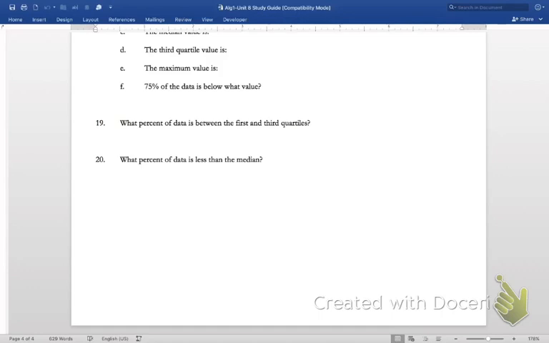What percent of data is between the first and third quartiles? And we can use our graph up top and show that there are 2 sections, or 50%. And 20, what percent of data is less than the median? Well, the median is the middle, so that's the halfway point, 50%.